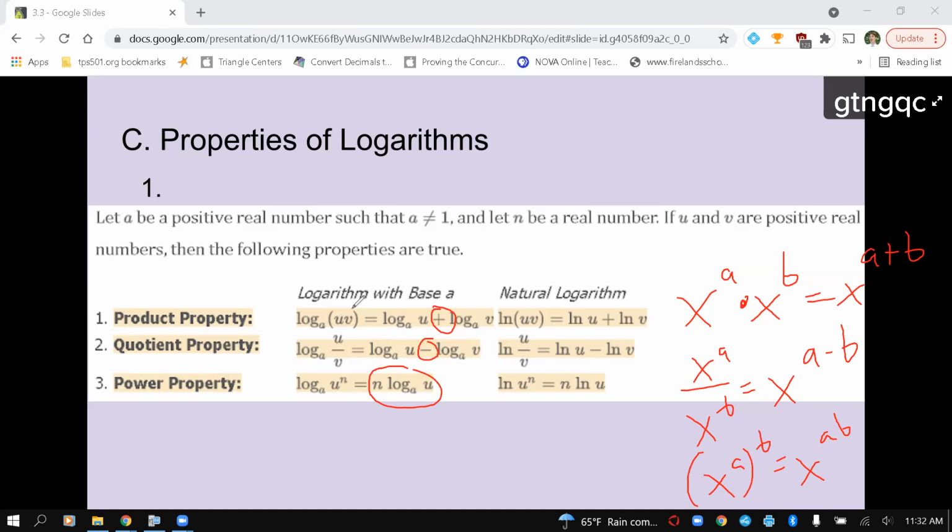If you have two things multiplied, it's addition. Divide, subtraction. A power, multiply. It's the same rules as you had for exponents, just in a different notation for logarithms.